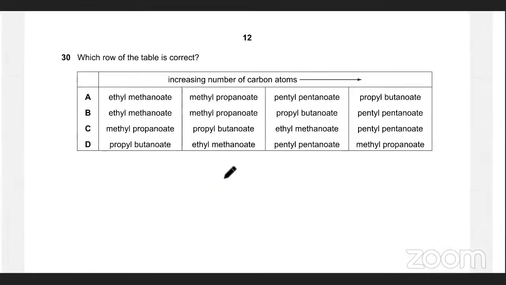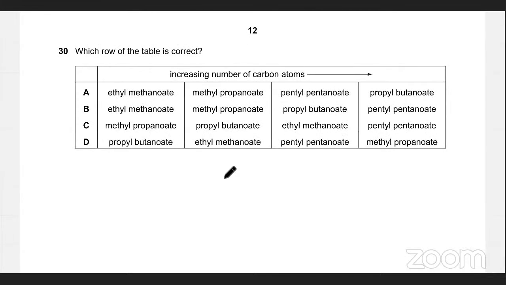Again, that's the third question about esters. So he's saying increasing number of carbon atoms. Remember, esters have names where you just number the carbon atoms on both sides. So one side is eth, the other side is meth. So that's 2 plus 1. This would be 1 plus 3. This would be 5 plus 5. And this would be 5 plus 4. So it has to be increasing number of carbon atoms. Over here, the numbers have decreased.